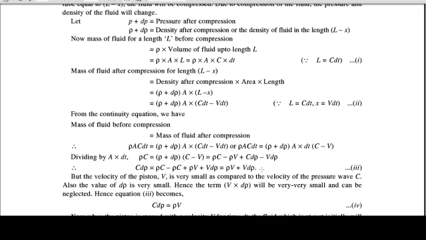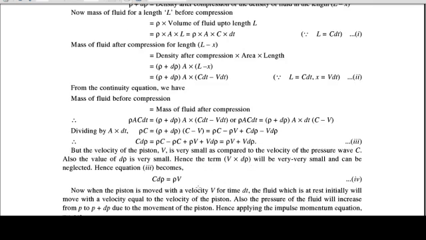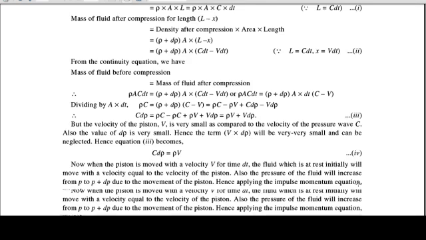But the velocity of the piston, meaning capital V, is very small as compared to the velocity of the pressure wave C, meaning V is very much less than C. So here the density change is also very small. This term V into d rho is very small, so here it is neglected. Now equation 3 becomes C into d rho is equal to rho into V. This is our fourth equation.